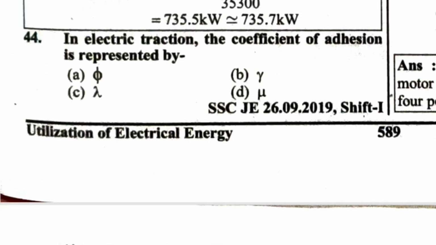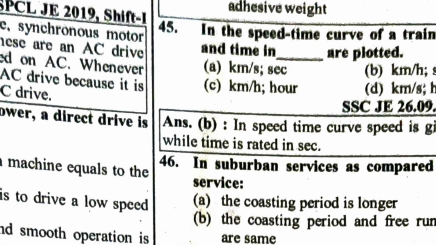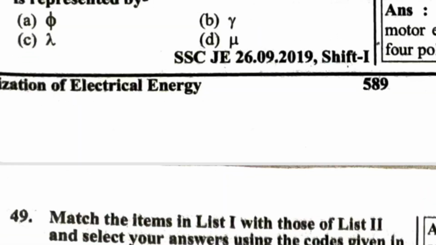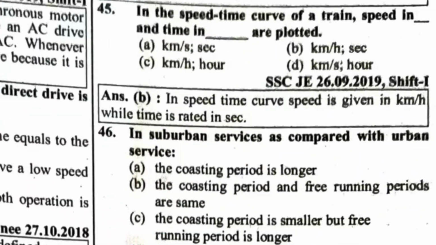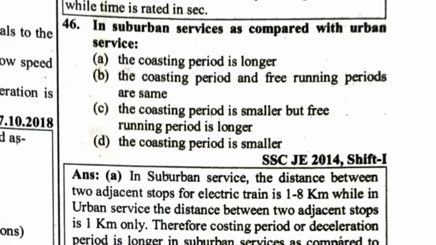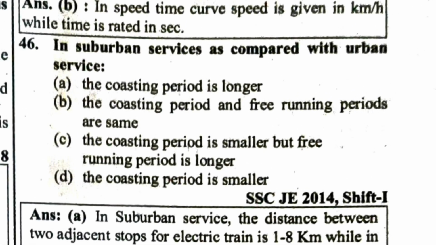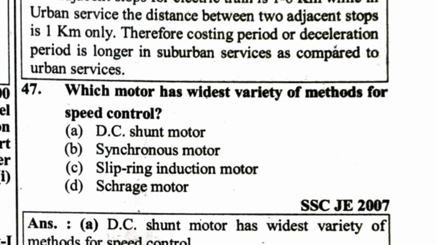In electric traction, the coefficient of adhesion is represented by mu. In the speed time curve of a train, speed in kilometer per hour and time in seconds are plotted. In suburban services as compared with urban services, the coasting period is longer. Which motor has the widest variety of methods for speed control? DC shunt motor.